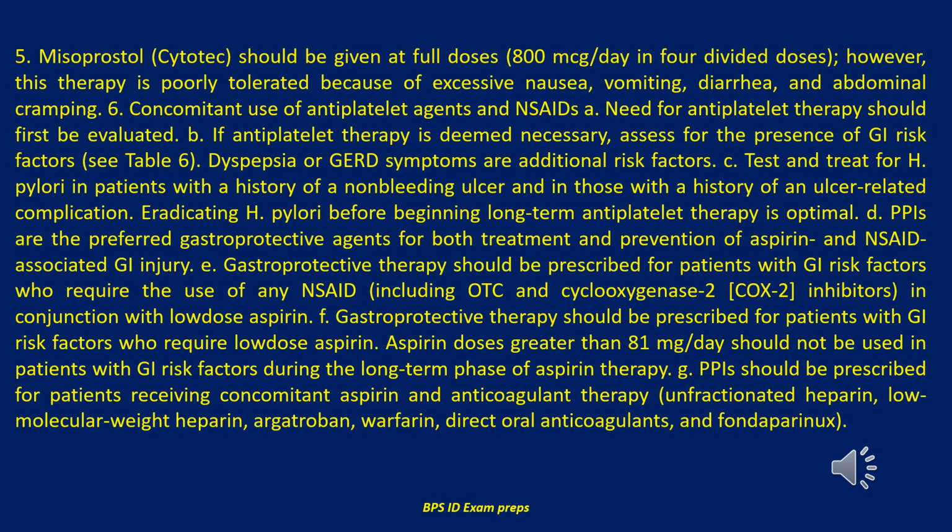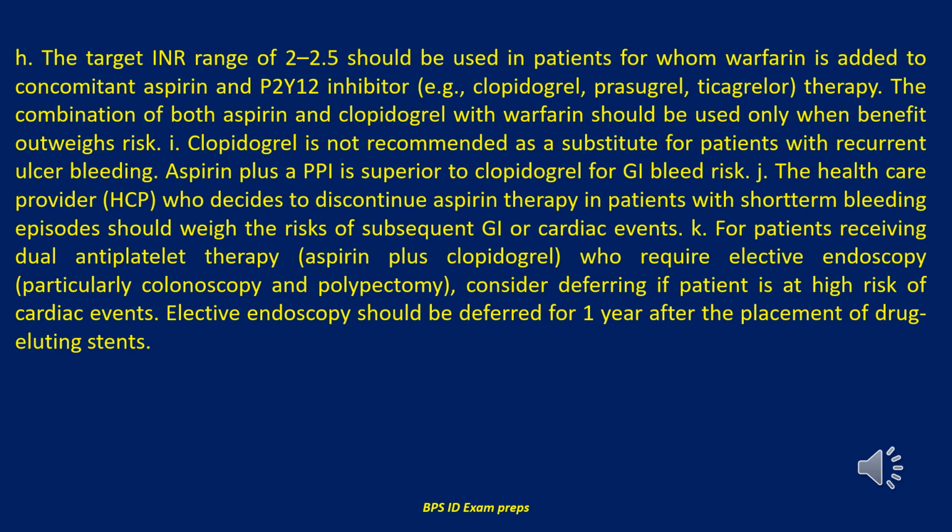H. PPIs should be prescribed for patients receiving concomitant aspirin and anticoagulant therapy, that is, unfractionated heparin, low molecular weight heparin, argatroban, warfarin, direct oral anticoagulants, and fondaparinux. I. The target INR range of 2 to 2.5 should be used in patients for whom warfarin is added to concomitant aspirin and P2Y12 inhibitor, e.g., clopidogrel, prasugrel, ticagrelor therapy. The combination of both aspirin and clopidogrel with warfarin should be used only when benefit outweighs risk.